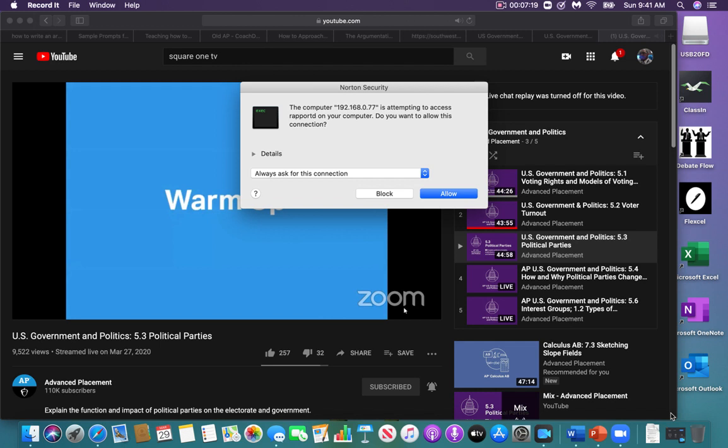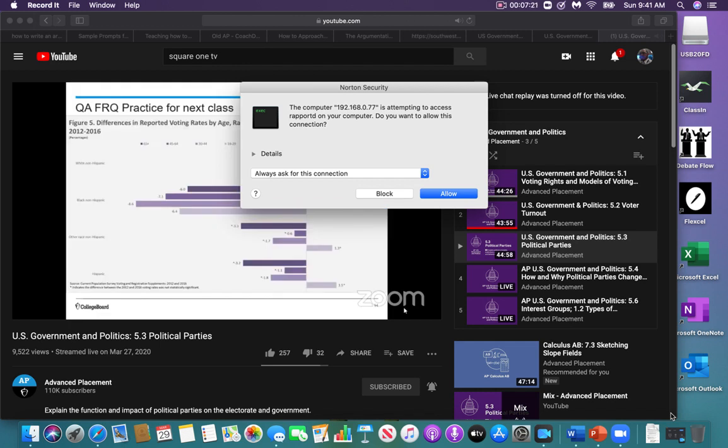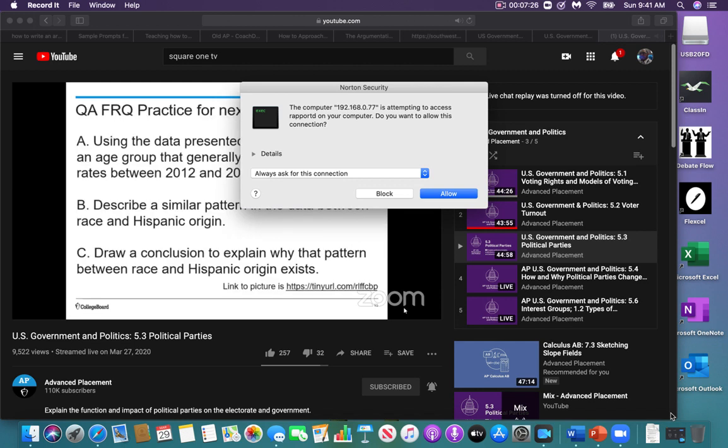All right, so warm up. This is your homework from last night. You guys had this, and I'm going to roll through it really quickly. To remind you, I wanted you to take a look at identifying the age group that generally increased between 2012 and 2016, describe a pattern in the data between race and Hispanic origin, and draw a conclusion.